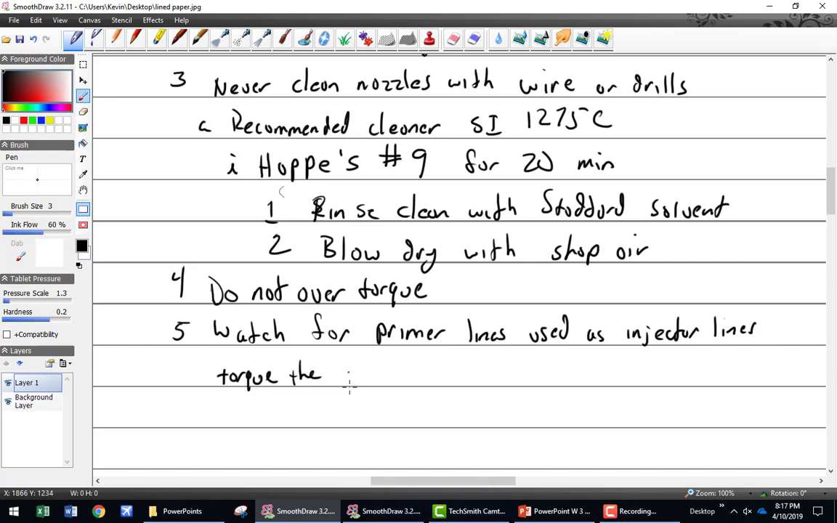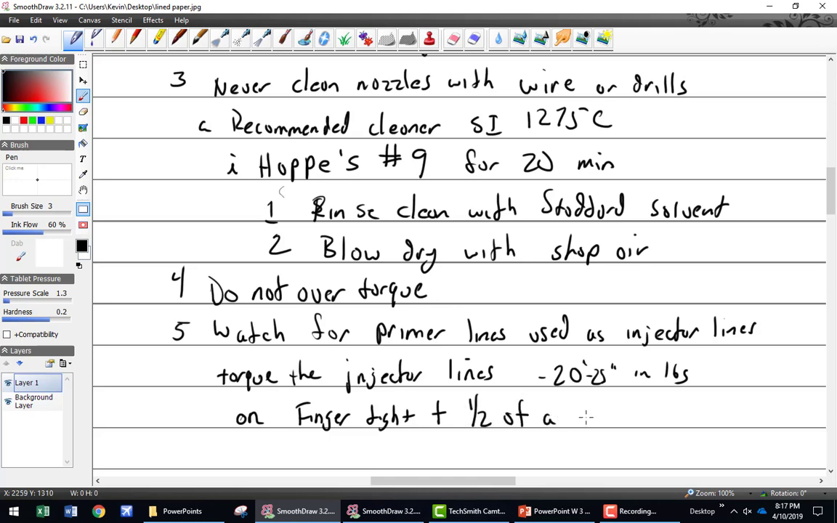Torque the injector lines. You have to be careful. So the torque is 20 to 25 inch-pounds. That's not very much, is it? Because remember how I said, how are you going to get a torque wrench with a crow's foot and all that? It's not going to work. Or, let's put this, finger tight. This is for real. Finger tight plus 1/2 of a flat.